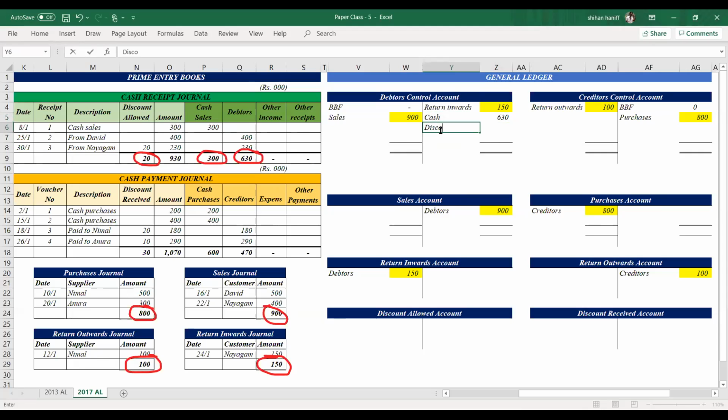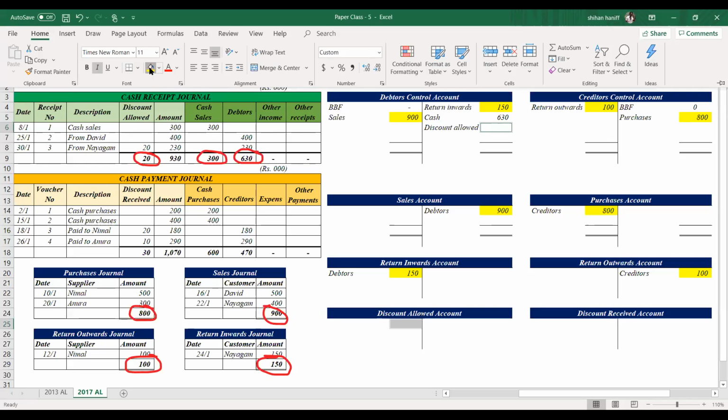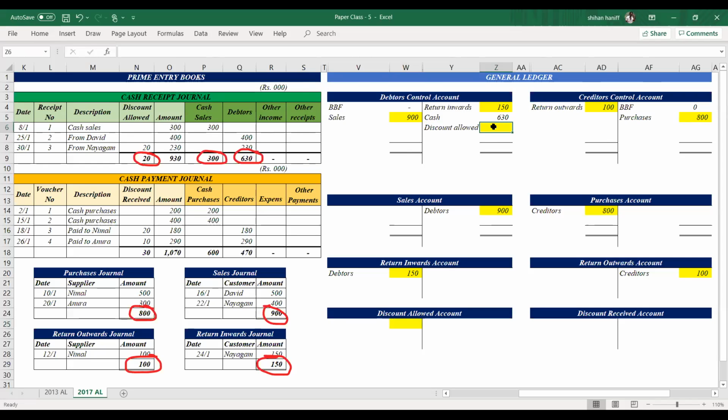In the discount allowed account, you have to debit the discount allowed account and credit the debtors account 20,000, from the debtors. Discount allowed to debtors. Discount allowed is an expense. Therefore, expense account debit. Discount allowed account debit, debtors control account credit.